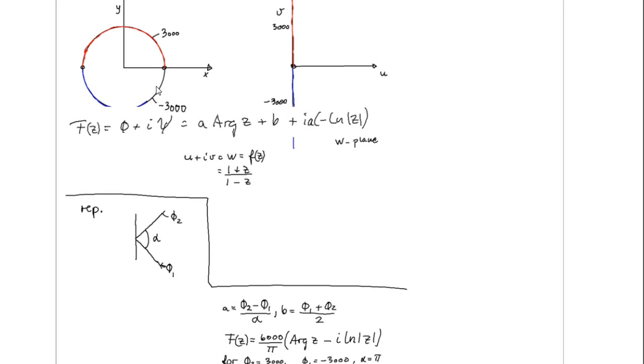In this example, we are considering the problem of finding the potential inside the unit circle when we know that the boundary condition on this red part is different from the boundary condition on the remaining blue part of the circle. So it's 3000 here and minus 3000 on the lower part. So the problem is then to find the potential inside the circle.